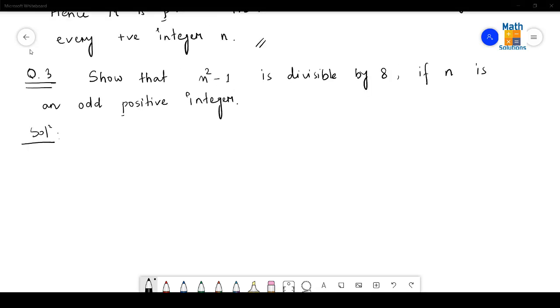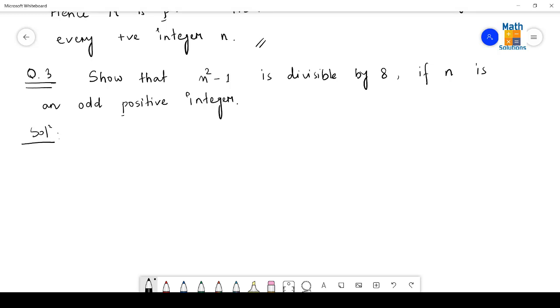This is question number 3, which is another important question. Let us see what it says. Show that n square minus 1 is divisible by 8 if n is an odd positive integer. Actually, we know one thing, that when n is an odd positive integer, odd positive integers always take the form 4q plus 1 or 4q plus 3. I am taking 4 here because any number which is divisible by 8 is also divisible by 4.